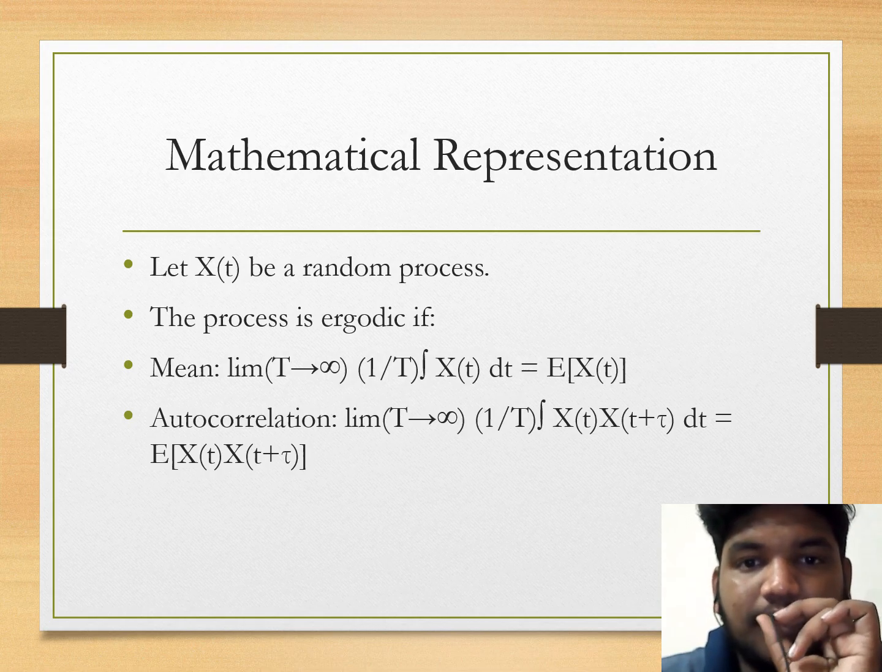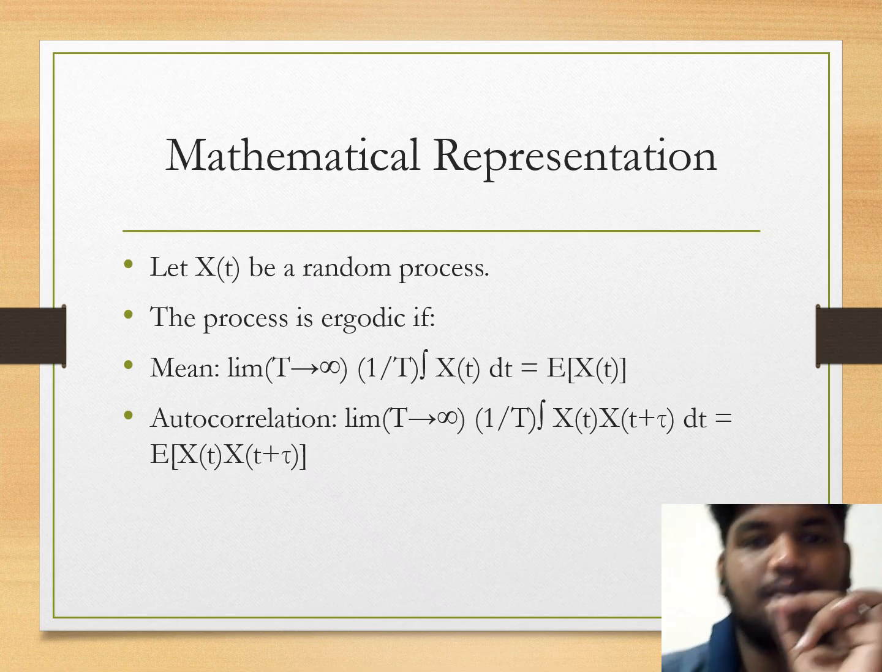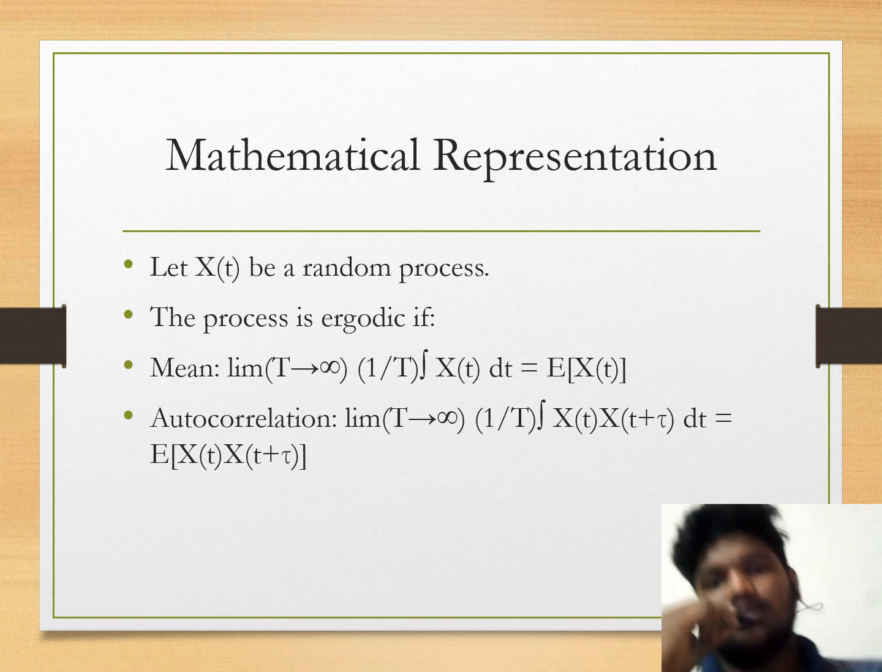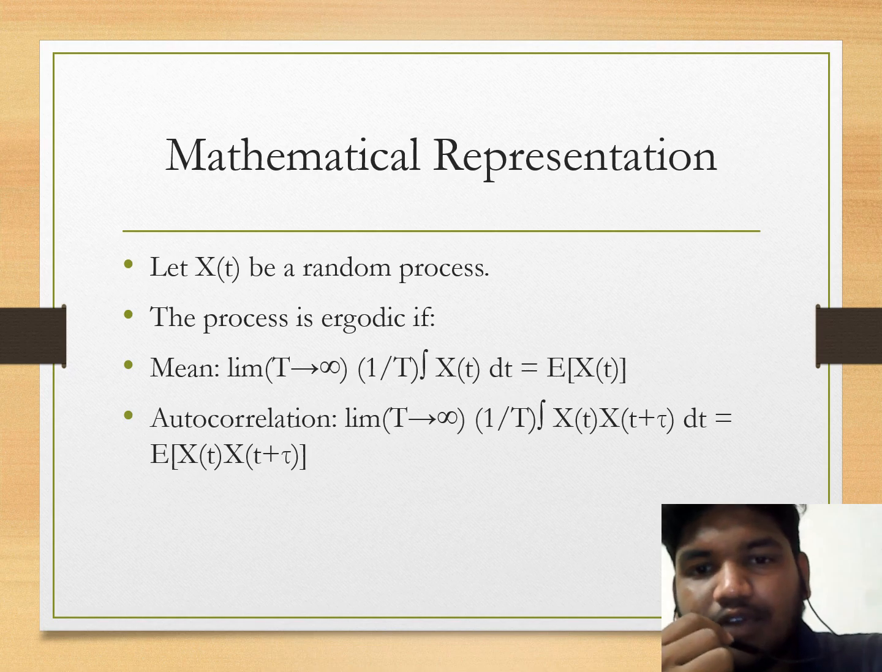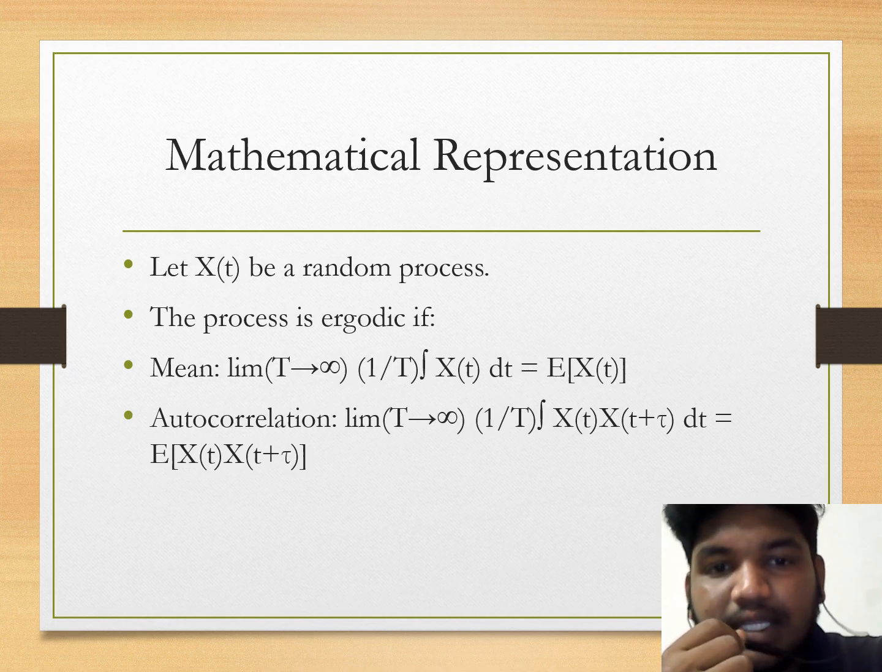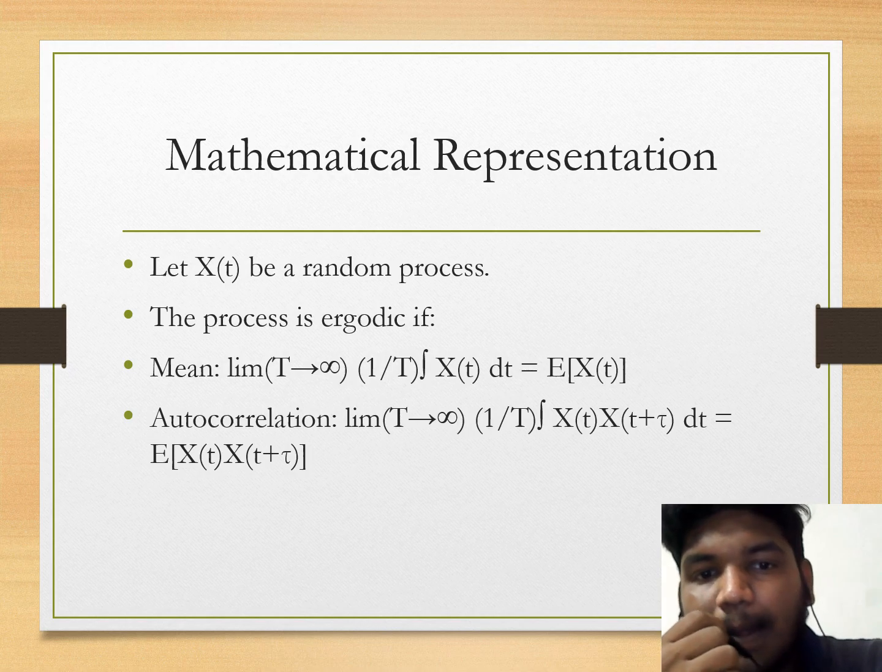Now we will see the mathematical representation of the ergodic process. Mean ergodic means limit T tends to infinity of 1 by T integral x of t dt is equal to the expectation of x of t. The formula of the expectation of x of t is the integral from minus infinity to infinity of x into f_X of x into dx, and this is in terms of mean.